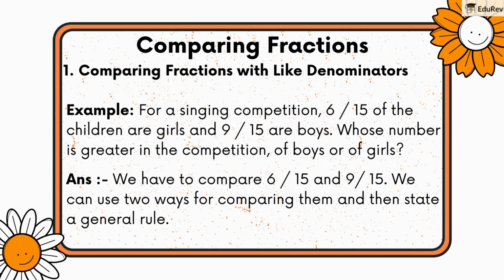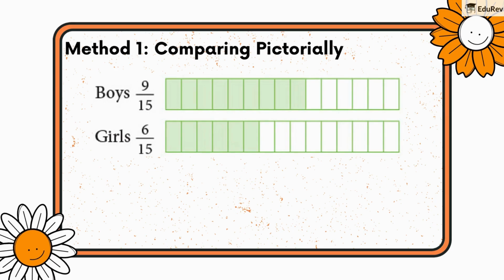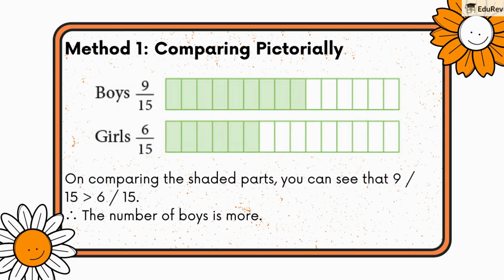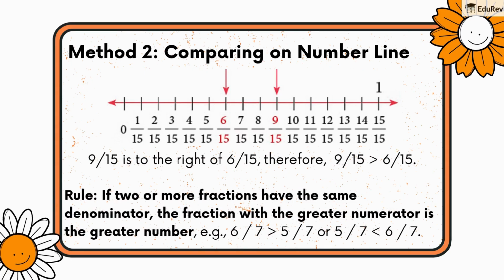We can use two ways to compare them and then state a general rule. Method 1. Comparing pictorially. Here, we can see that, on comparing the shaded parts, 9/15 is greater than 6/15. Hence, the number of boys is more. Method 2. Comparing on number line. Here, 9/15 is to the right of 6/15, therefore, 9/15 is greater than 6/15. Rule: if two or more fractions have the same denominator, the fraction with the greater numerator is the greater number. Example, 6/7 is greater than 5/7 or 5/7 is less than 6/7.